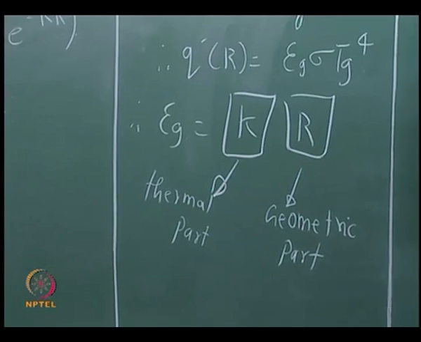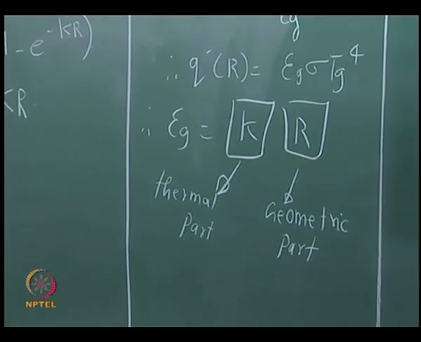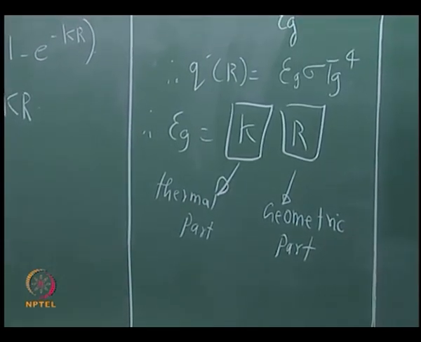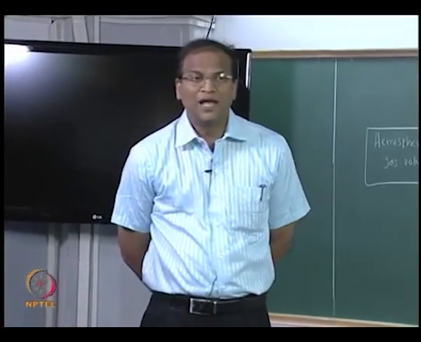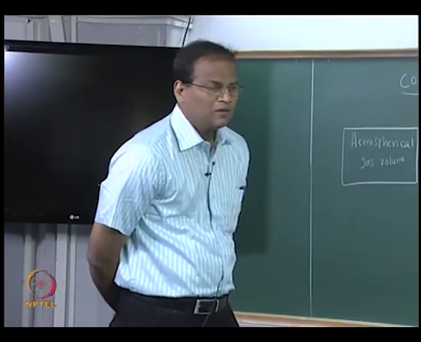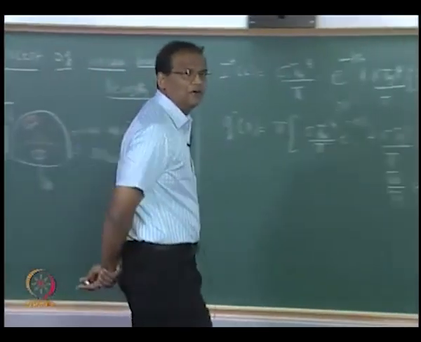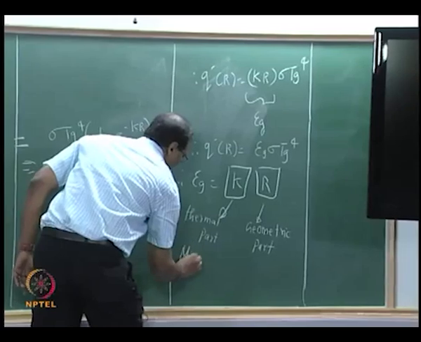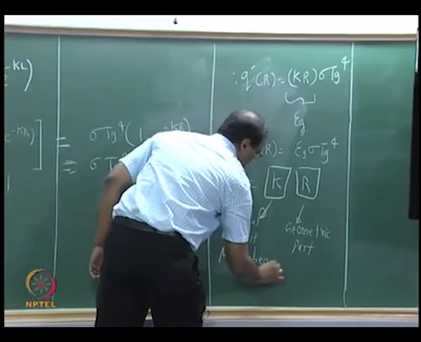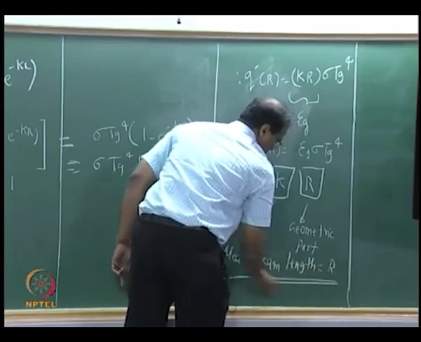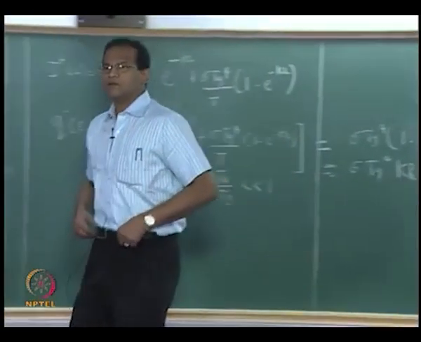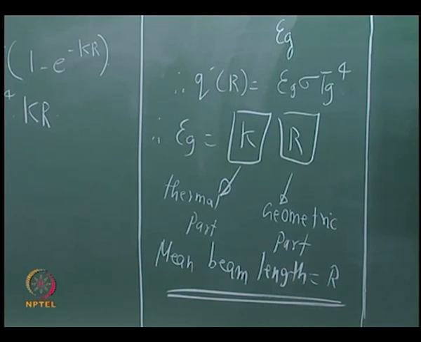So, when we considered a plane wall which was black, at a temperature Tw surrounded by an isothermal gas at Tg, we figured out that the mean beam length was equal to 2L. For a hemispherical gas volume, the mean beam length is equal to R. So, for a plane gas layer of thickness L, the mean beam length is 2L. For a hemispherical gas volume, the mean beam length is R.